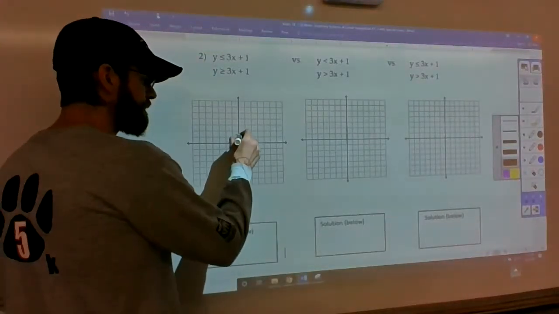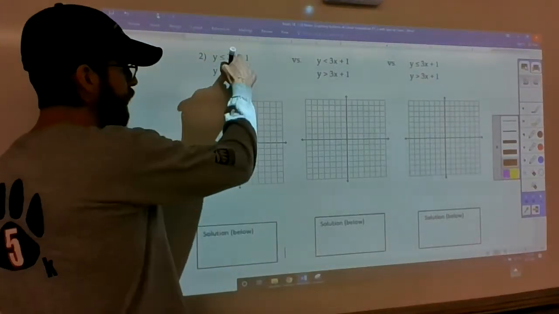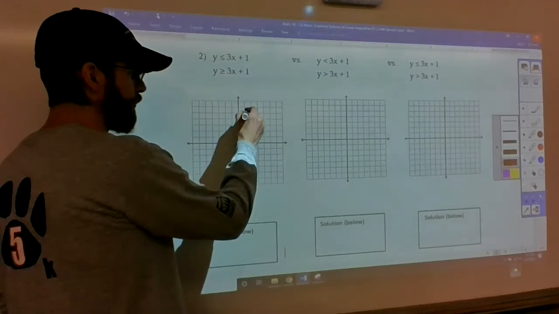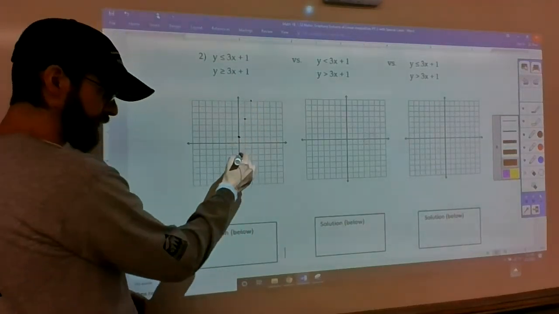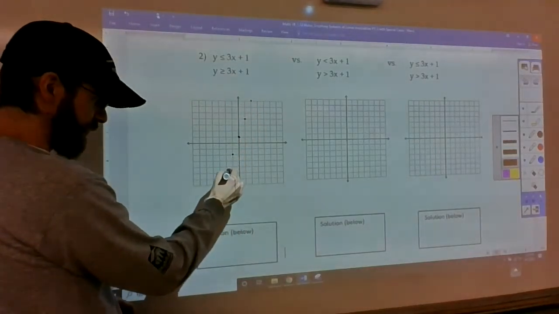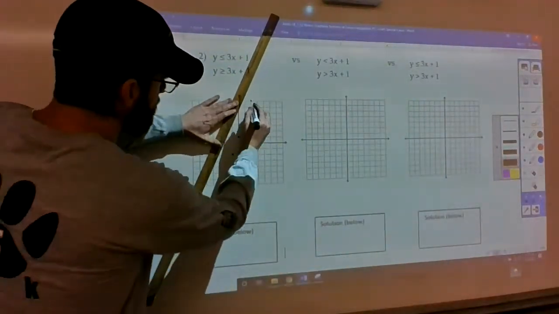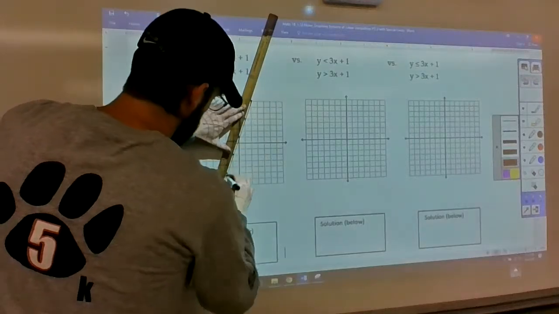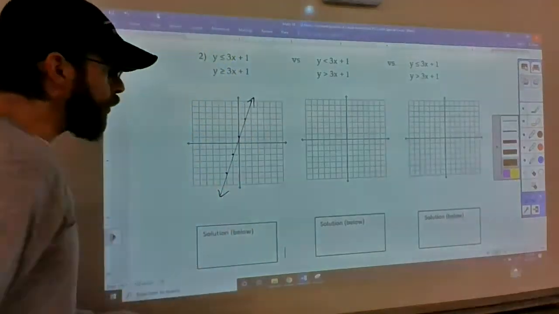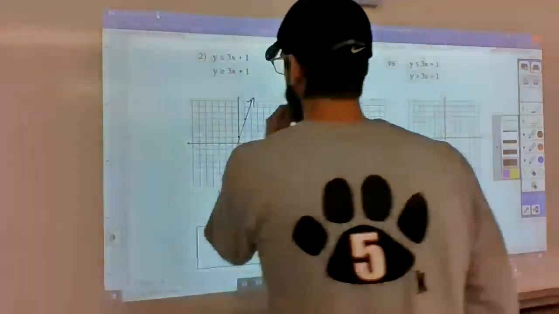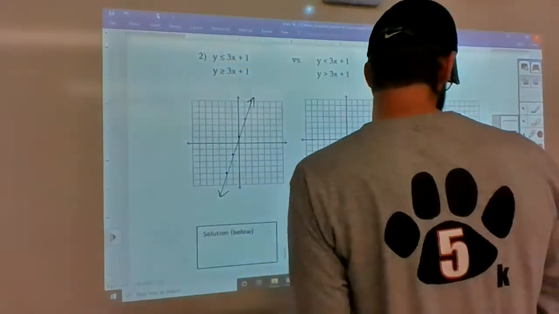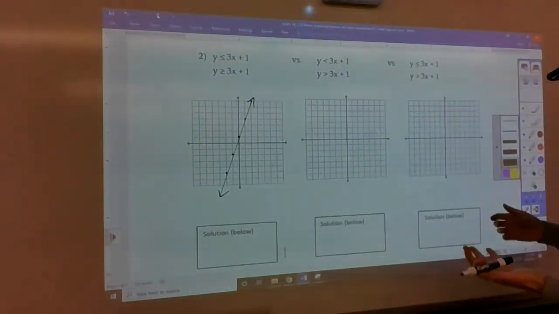So it starts at 1, goes up 1, 2, 3, right 1, up 1, 2, 3, right 1, down 1, 2, 3, left 1, down 1, 2, 3, left 1. So what we're trying to determine here is if they're both greater than or equal to, what does that even mean?